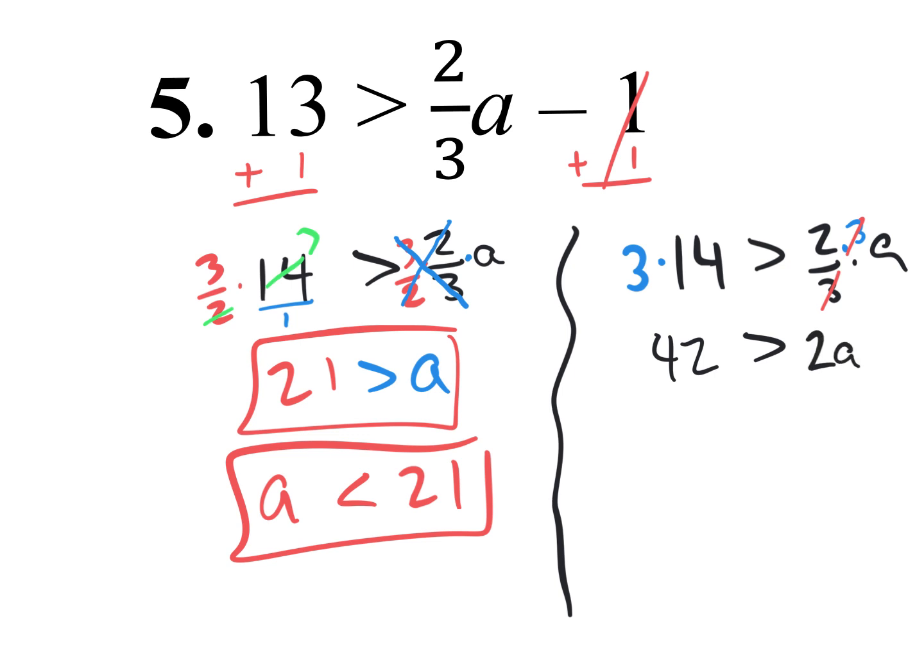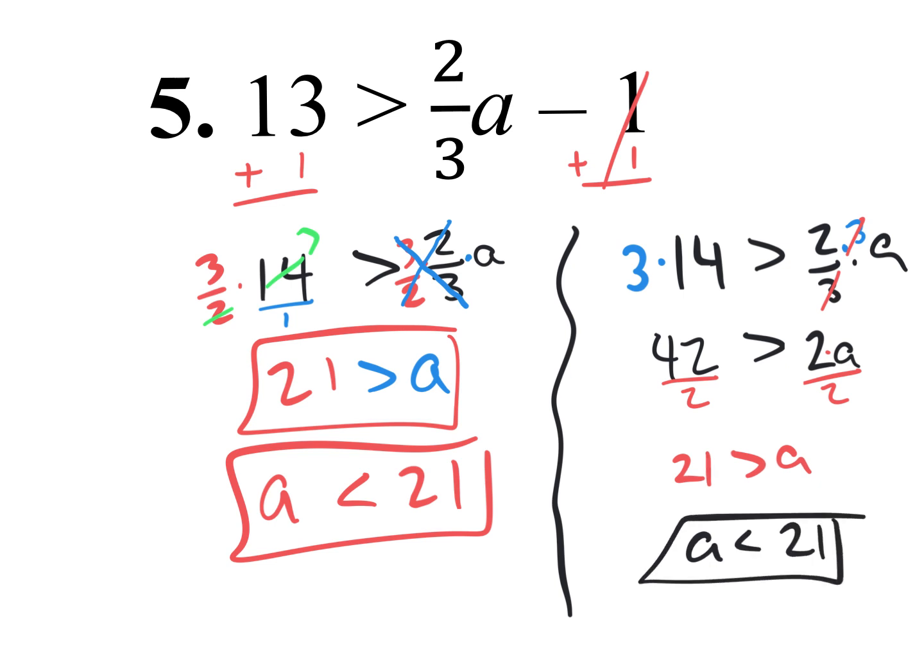And then for our final step, we would get rid of the multiplication of 2 in front of a, divide by 2, we will end up with 21 is greater than a, and of course flip the whole thing, and it'll become a is less than 21. Same answer, just done slightly differently. I think that this way is easier to understand instead of multiplying by the reciprocal. It's technically faster over here, but if you understand this better, then go ahead and do it this way.